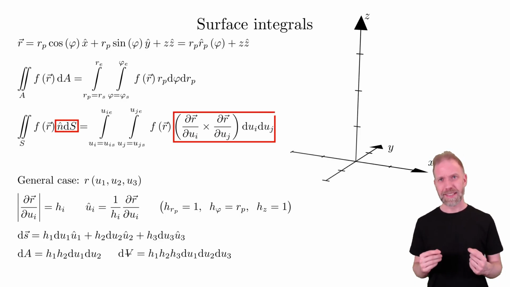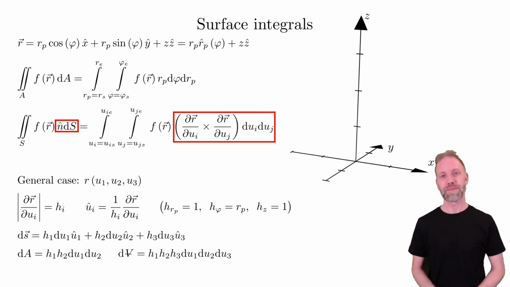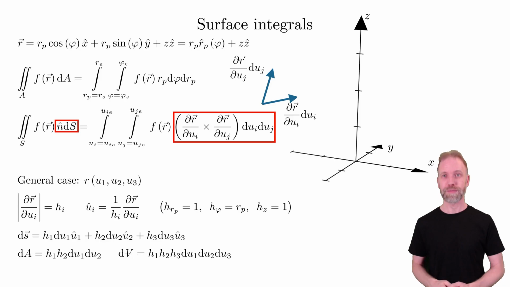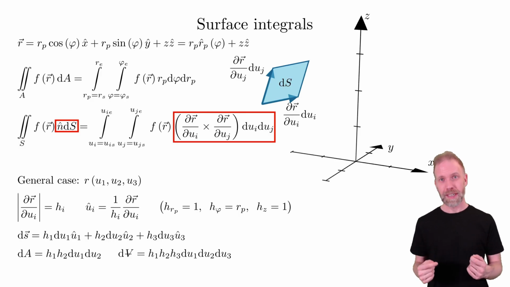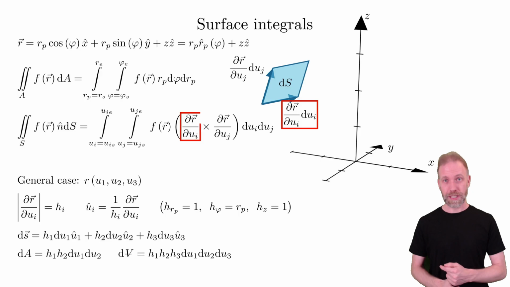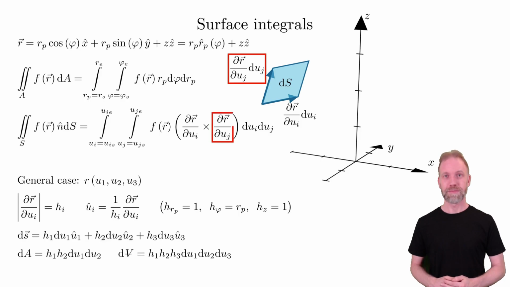Here, n hat dS is given by the cross product between the two vectors representing our directions times du_i du_j. i and j are different and represent 2 out of the 3 directions. Similar to the double integral, we have the two vectors given by the partial derivatives of the position vector. And the cross product gives us the area element with the direction in the normal of this surface. This is the first vector in the cross product. And this is the second.